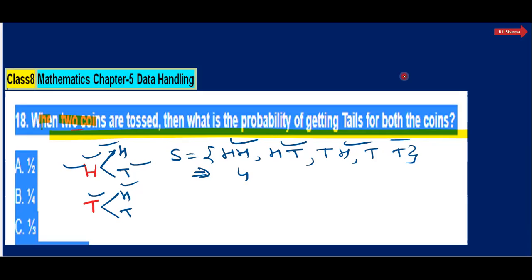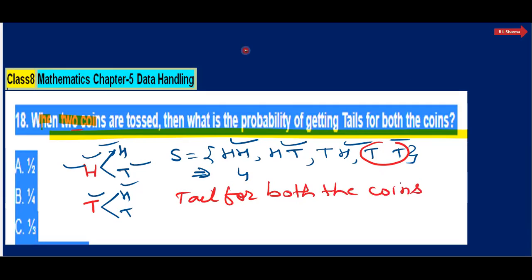And getting tail for both the coins, that is only one possibility. Getting tail for both the coins, that is only 1. So the probability is 1 out of 4. So B is the correct option.